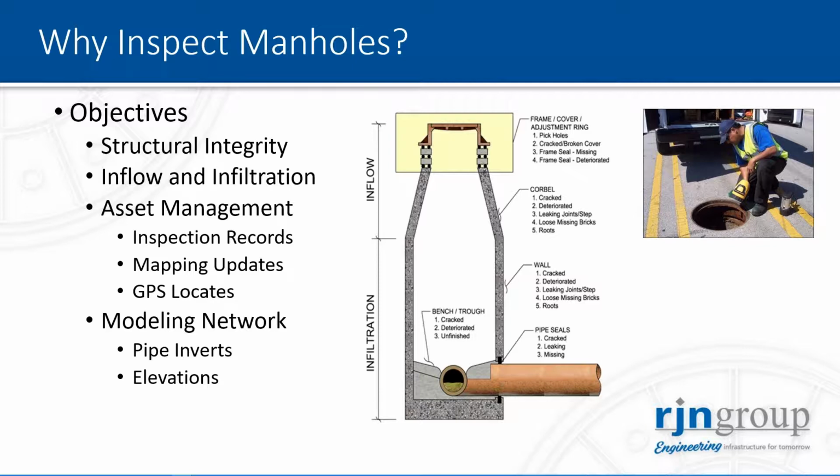The secondary consideration, which is quite important and significant, is the impacts of I&I. A lot of the items for I&I are easily fixable, especially when it's dealing with frame and seal and pick hole repairs.